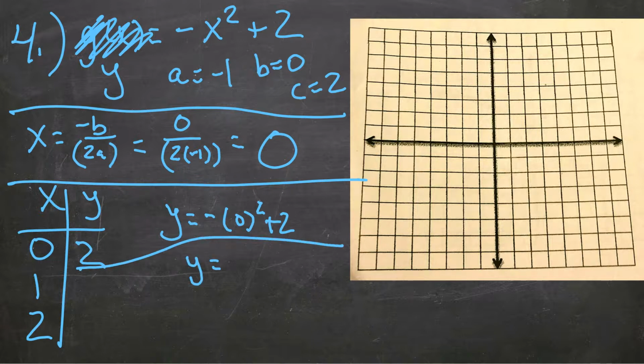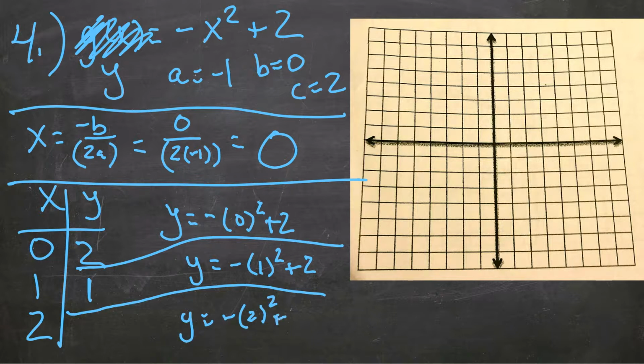Y equals, instead of x, I put 1. -1 squared plus 2. 1 squared is 1. That's -1, so I get +1. Now I plug in 2. Y equals negative. Instead of x, I put 2 squared plus 2. Now, these parentheses are really important. It forces you to make sure you get the right answer with the signs. 2 squared is 4, then it's -4, plus 2 is -2.